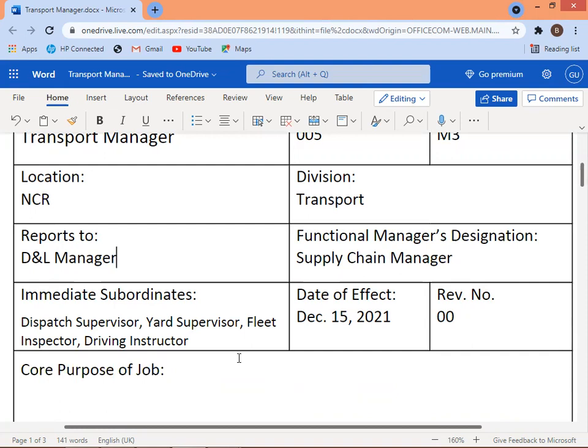Also, driving instructor, I made it to report to transport manager, but this position could also be reporting to the training manager. But in my case, I would like to have it report to the transport manager. It would be an advantage, as the position will always be doing training, defensive training, practical competency assessment, and many other activities of the driving instructor with the long haul driver, with the yard operator or yard driver.